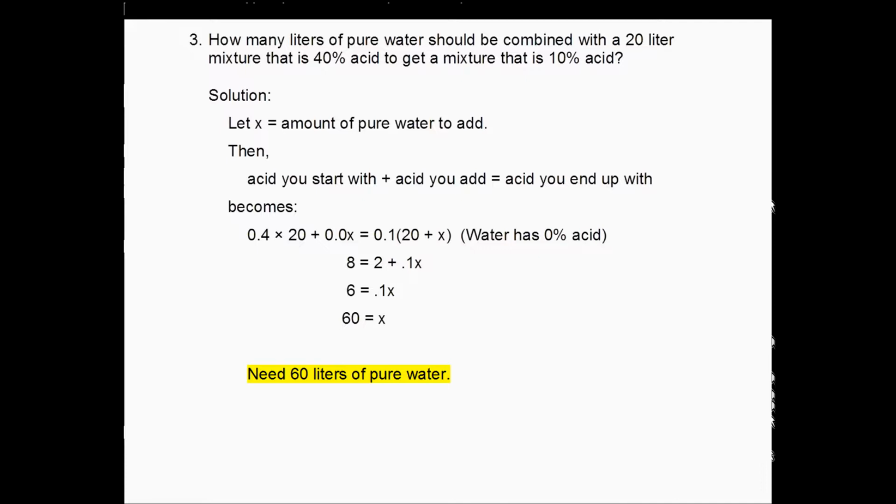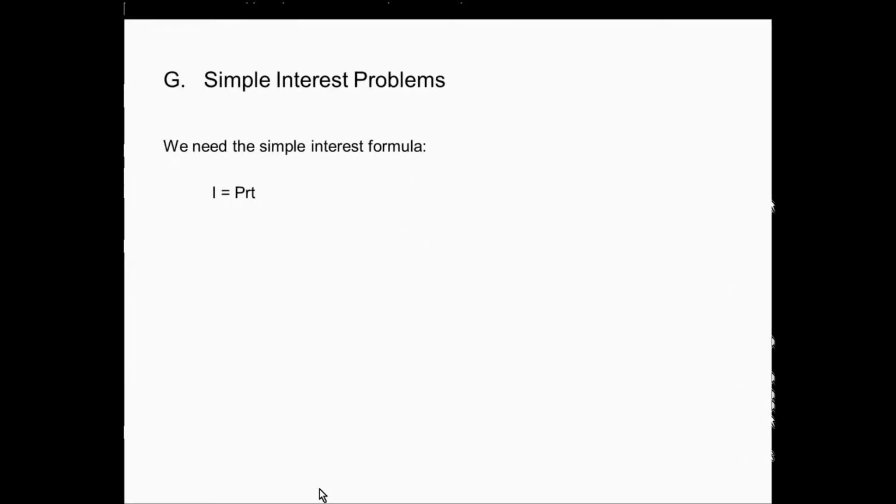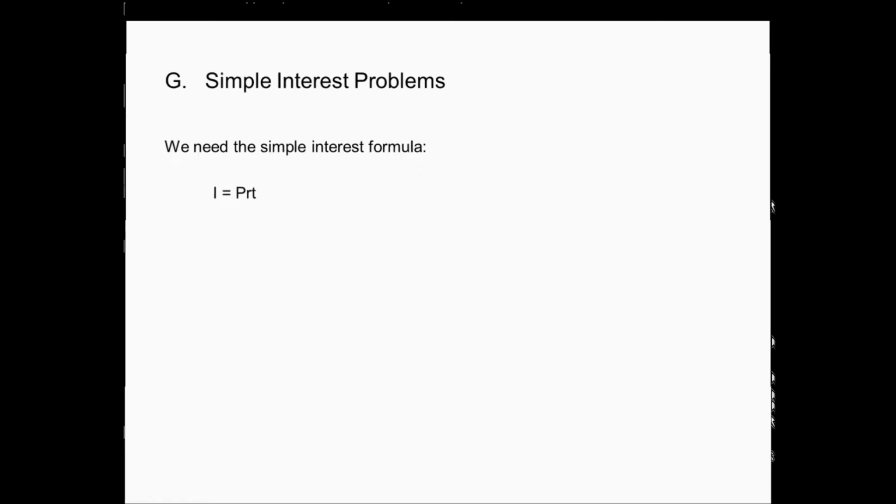Let's do another thing where it's natural to use decimals. Money. Money and interest. So our next category, simple interest problems. Now in Chapter 5, we'll actually look at compound interest problems. So we need the simple interest formula. Again, it's a formula, so there's not a whole lot of variety. I, that's an I for interest, is equal to PRT. What do the letters stand for?